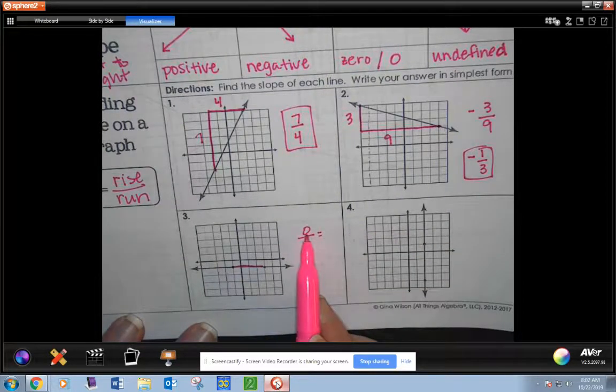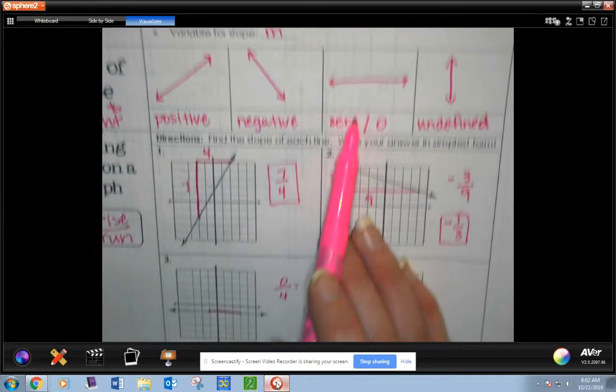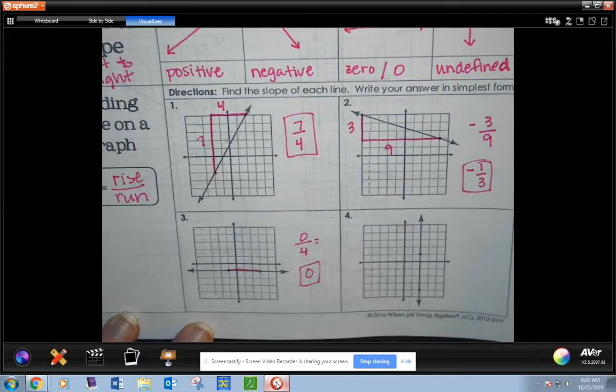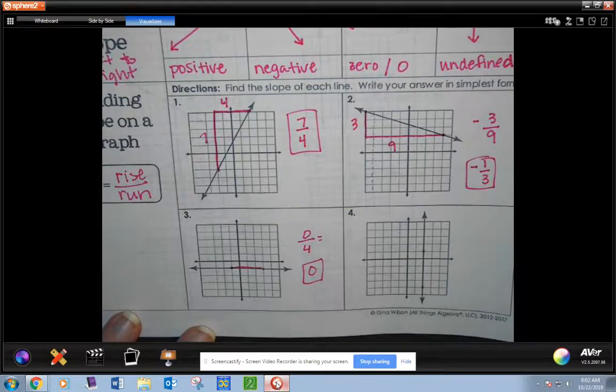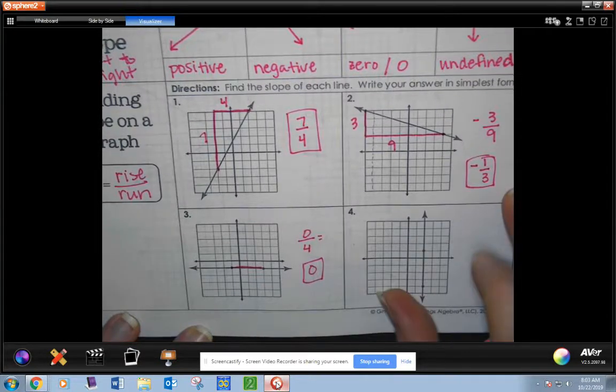When 0 is on the top, guess what your slope is? Look back up here. Look at our examples. Straight across means 0. The line goes straight across. I don't care what that bottom number is. It's 0. This is saying that you take 0 and you're dividing it by 4. If you have nothing, can you split it into 4 groups? Really? You have nothing. Can you split it in 4 groups? No, you have nothing. So that's why it's 0.